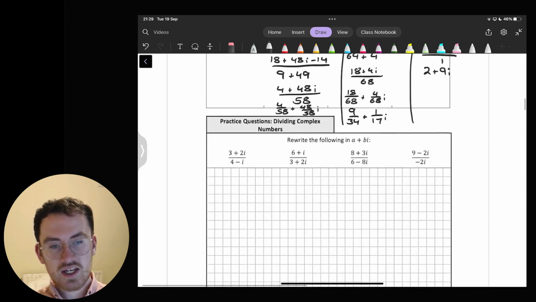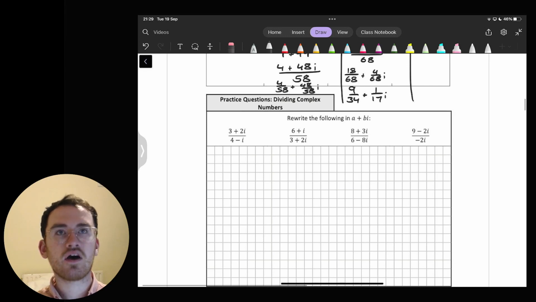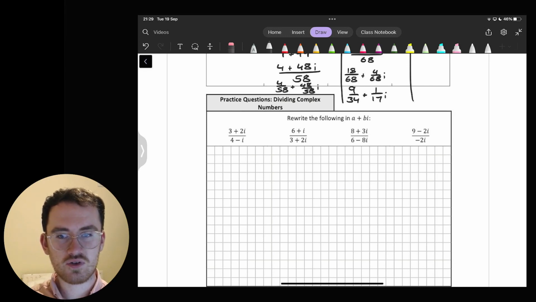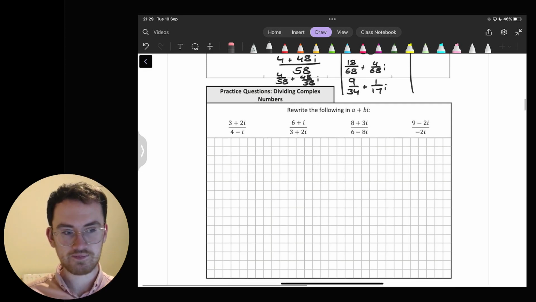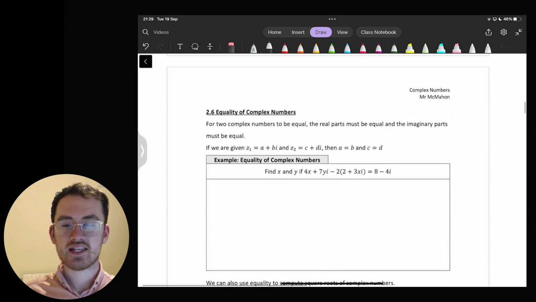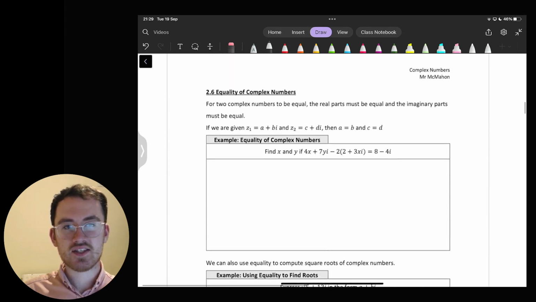Okay, so I'm going to give those practice questions for yourselves to do. Okay, so we're not going to go through any of those ones there. There's really nothing different with those ones compared to the ones we've just done. What we'll look at now is the last little part in this section, and it's that idea of equality.